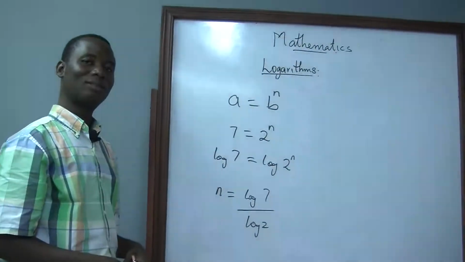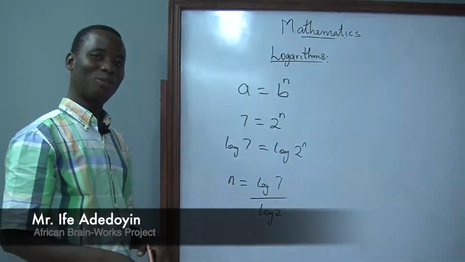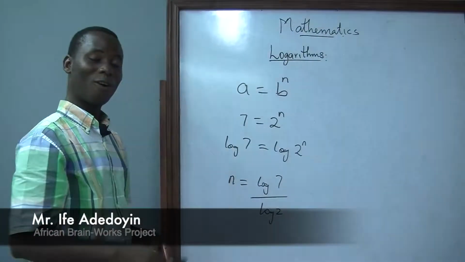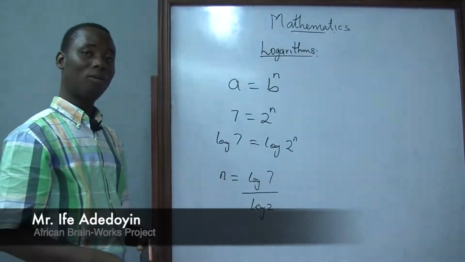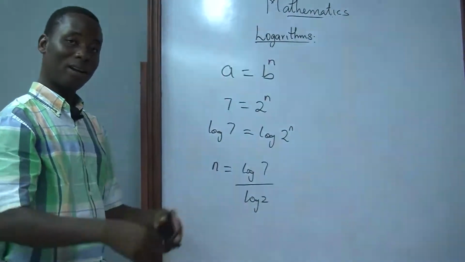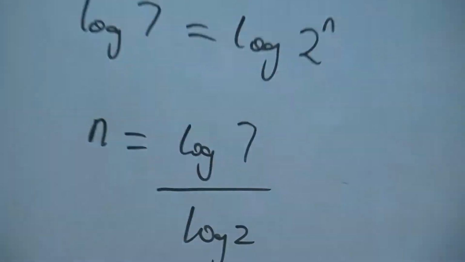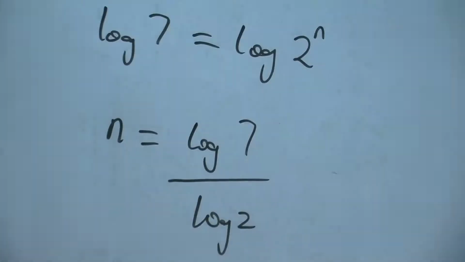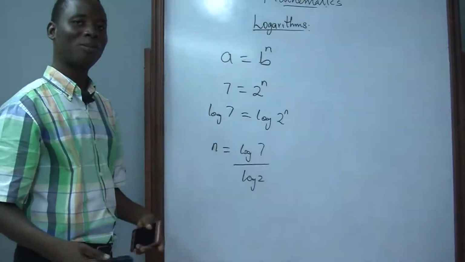I would love to leave you with this simple challenge. We're finding n here. n equals log 7 all over log 2. Now, I want you, over the time before I'll be meeting you next time, to find the value of n. And next class, I'll be checking whatsoever you have been able to do thus far.